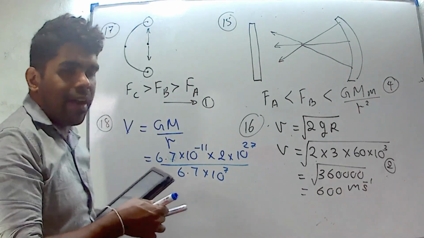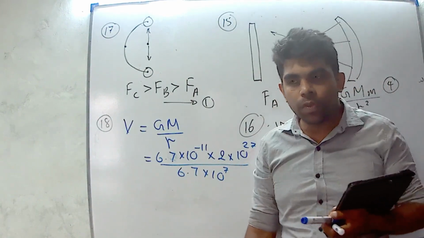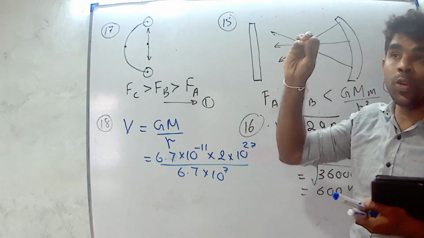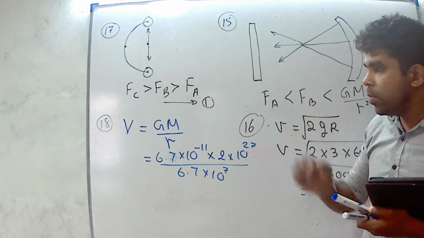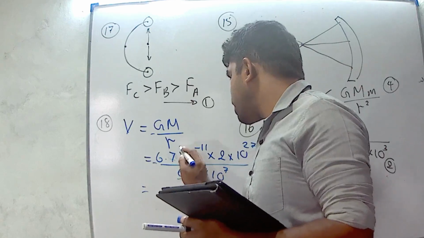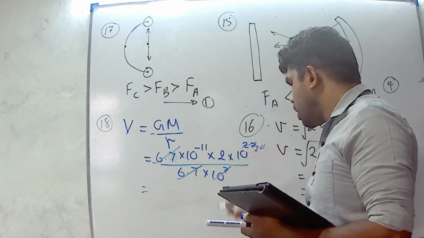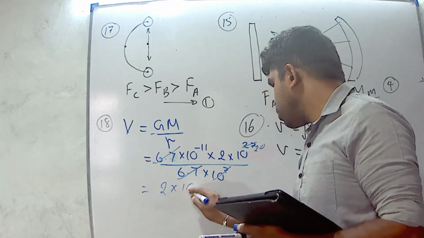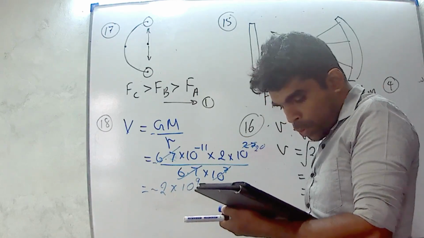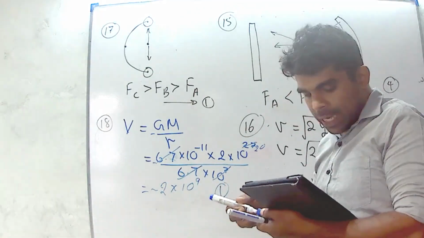But we know that gravitational potential is the work done to move 1 kilogram from infinity to the considered point. Therefore, it should be a minus value. Then we can cancel out 6.7 and 6.7, 10 to the power 27, then 2 into 10 to the power 20 minus 11, 9, minus value. Minus 2 into 10 to the power 9 joules per kilogram. Then the answer is 1 for question number 18.